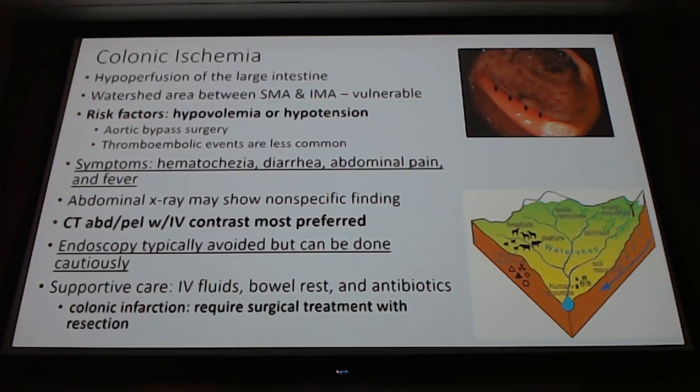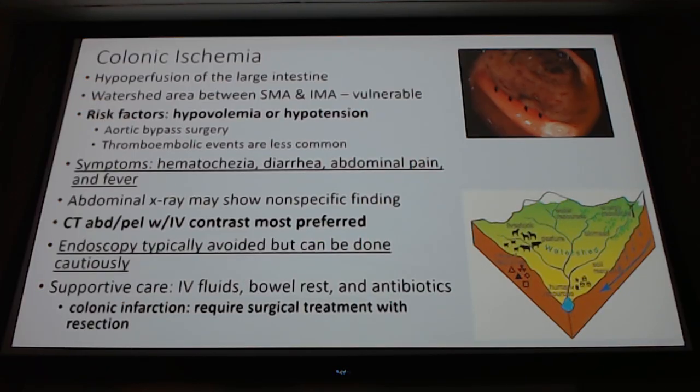Endoscopy, we try to avoid it, but we can do it cautiously if they're really confident in their skills, to just make sure that there's nothing going on internally. But for this one, it's really just supportive care. Okay, we try to get them over that hypovolemia, over that low flow state. Okay, we're giving them IV fluids, bowel rest, antibiotics. If the colon dies though, right, if you have an actual infarction and necrosis within your bowel, you have to resect it. So we try to get to it before it is ischemic and then perforates. Okay.